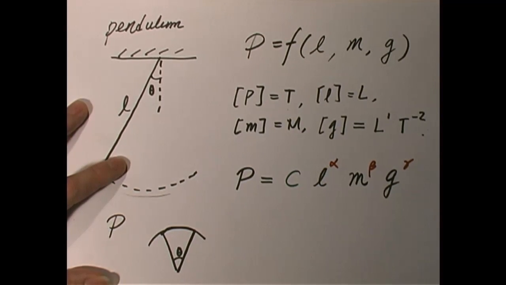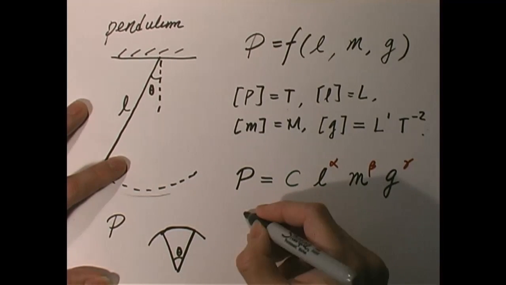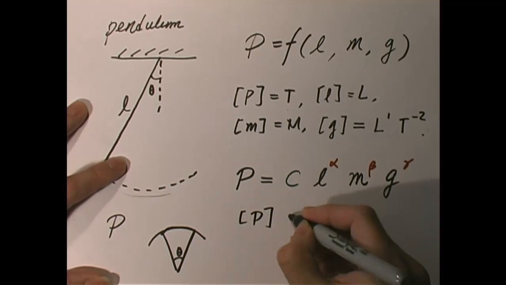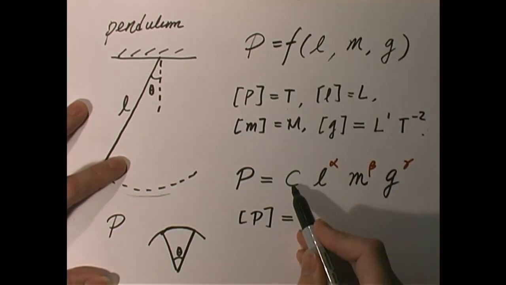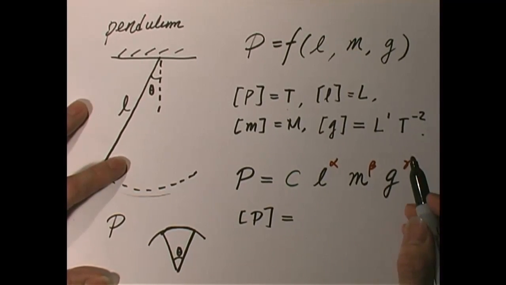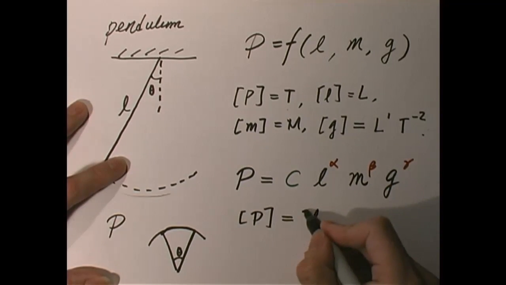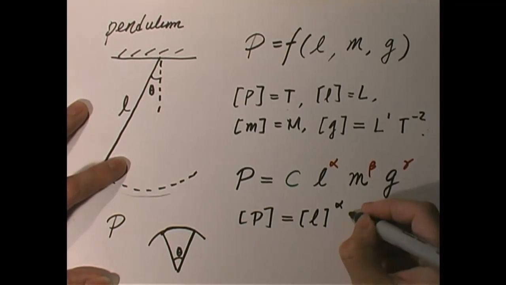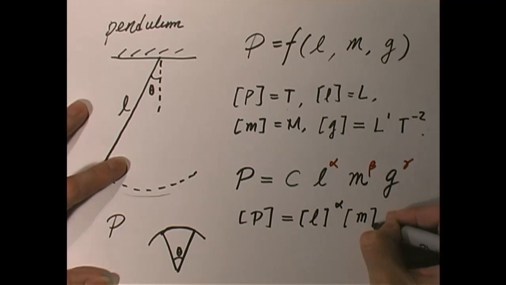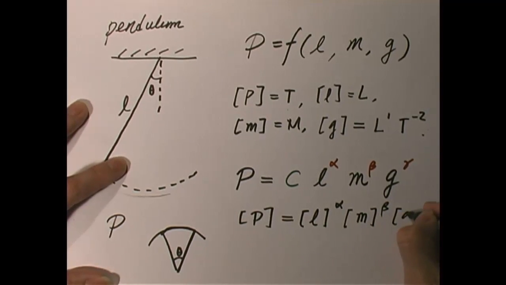All right, what do I do next? Let me equate the dimensions of both sides. This dimension, this side, of course that's this, right? The right-hand side, forget about C, it drops out. There's no dimension if I only look at the dimensions. It's L to the power alpha, M to the power beta, and then the dimension of G to the power gamma.